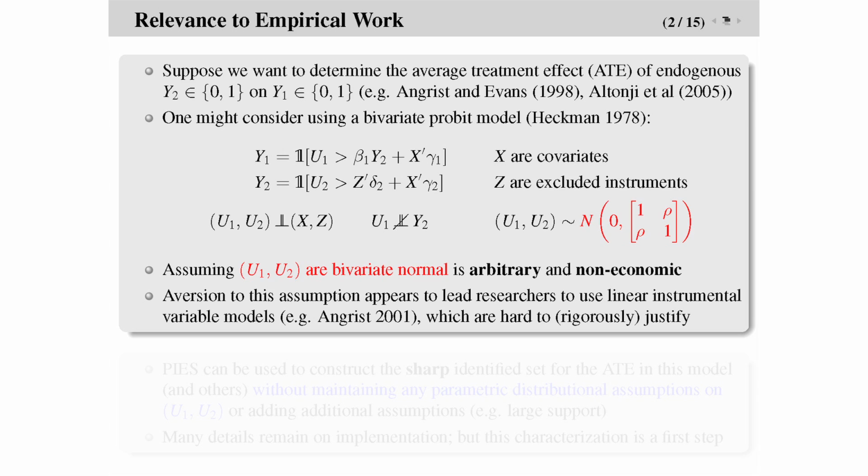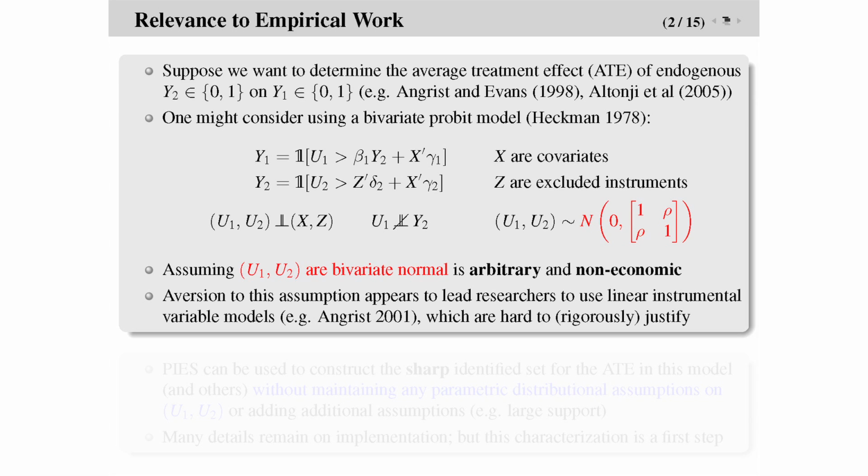Regarding the relevance to empirical work, let me give you an example. Suppose that we want to determine the average treatment effect of an endogenous binary variable y2 on some outcome y1. This is a common problem in empirical work. A couple of examples of papers that have done things like this are Angrist and Evans, who are looking at the effect of childbearing on female labor force participation, and Altonji and co-authors, Elder and Taber, who are looking at the effect of Catholic high schools on various measures of high school performance, such as whether you graduate or not. So those are binary situations.